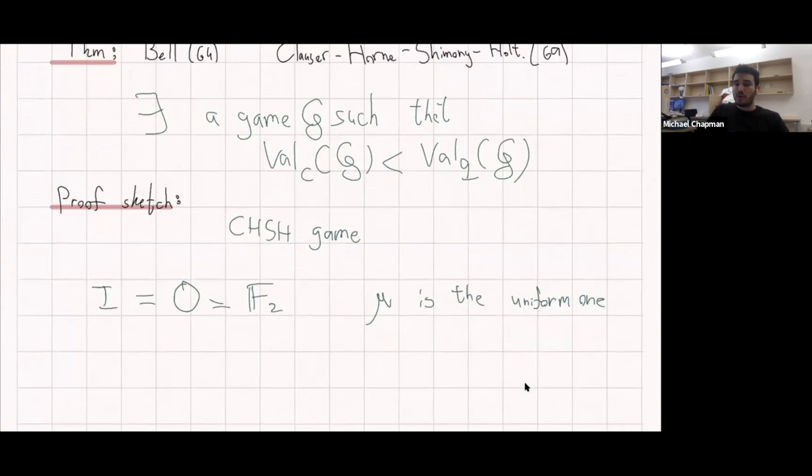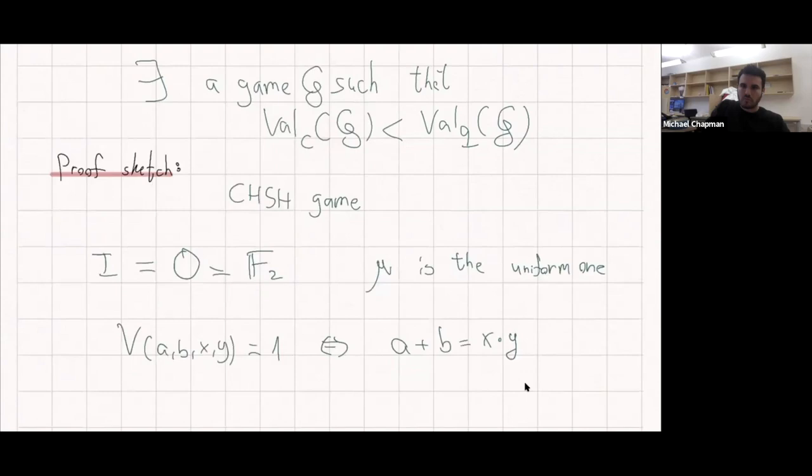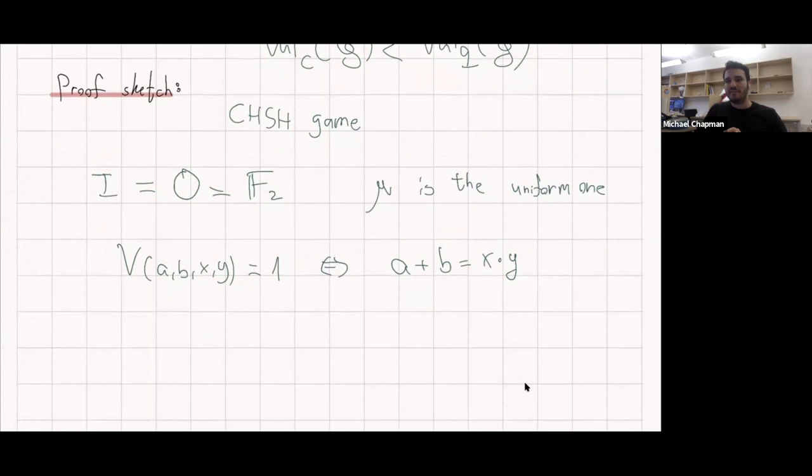And the interesting part is the winning predicate. V of A, B given X and Y is one if and only if the following equation holds: A plus B is equal to X times Y. So this is a very easily defined game. And my claim is that the optimal classical correlation gives you a winning expectation which is strictly smaller than that of some quantum correlation.